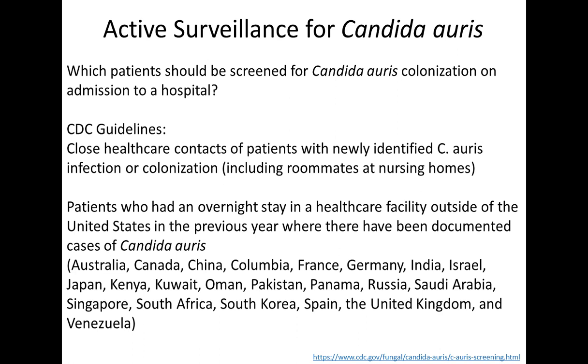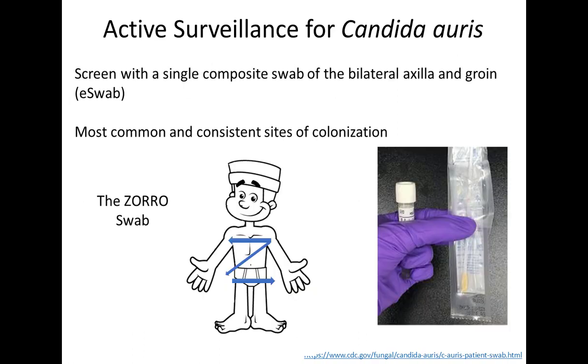So there are CDC guidelines on who should be screened for Candida auris. CDC guidelines dictate close healthcare contacts of patients with newly identified Candida auris infection or colonization, including roommates at nursing homes. Additionally, patients who have had an overnight stay in healthcare facilities outside of the United States in the previous year where there have been documented cases of Candida auris, and as you can see by the list below, that is a lot of different countries. Now, this ends up being challenging for a hospital, being able to recognize on intake whether or not one of these two things has occurred. But if they can recognize them, surveillance is suggested.